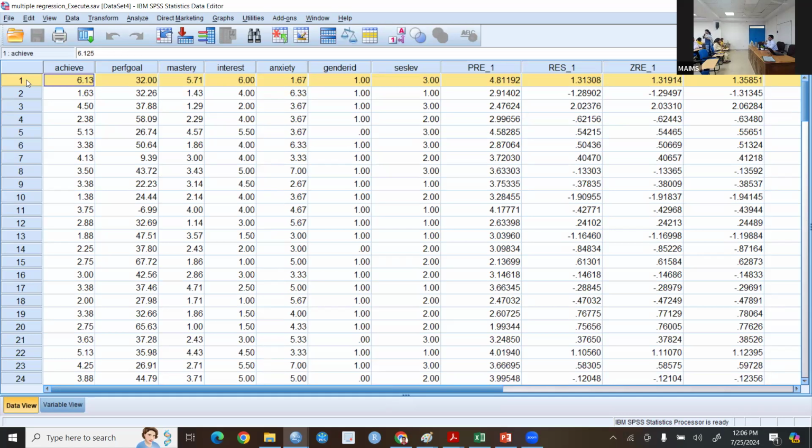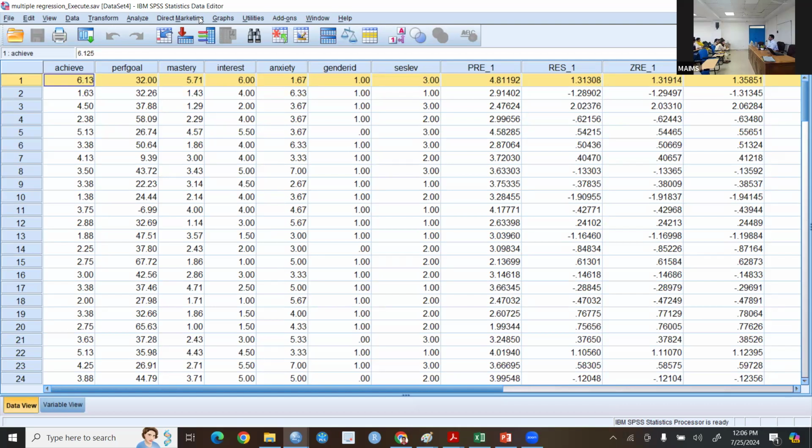Performance goal is measured on a scale of 0 to 100. It's ratio data. So he has set a very low performance goal. Then the student's mastery of the subject is scaled from 0 to 10. He said my mastery of the subject is 5.71, right? He said I have not practiced much, but 5.71 is my mastery of the subject. If the score is 10 out of 10, that means he has mastered the entire book. If his mastery is 2, he has not read the book.